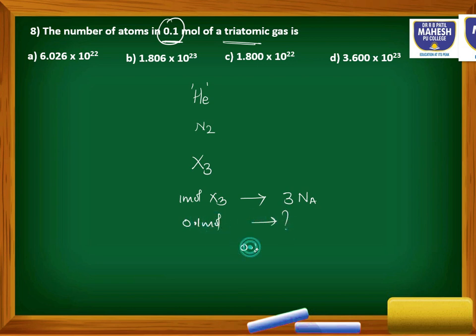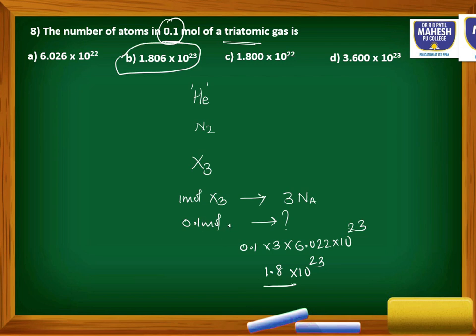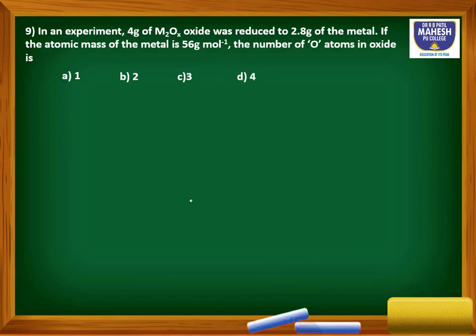So 0.1 into 3 into 6.022 into 10 to the power 23. Am I correct? So here it is nothing but 18 into 0.1, which is 1.8 into 10 to the power 23. Do we have this option? Yes. Option B is the correct answer. Now let us move to the next question.